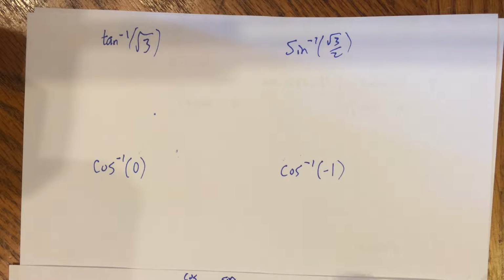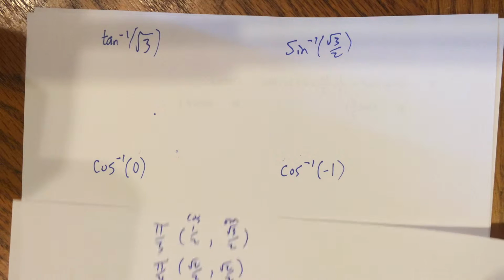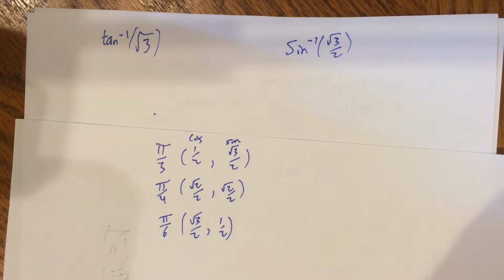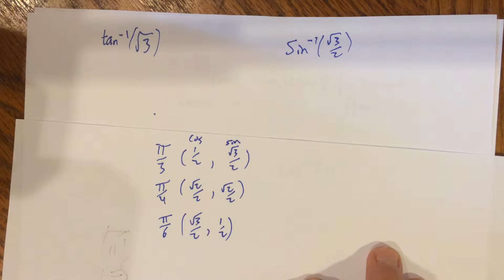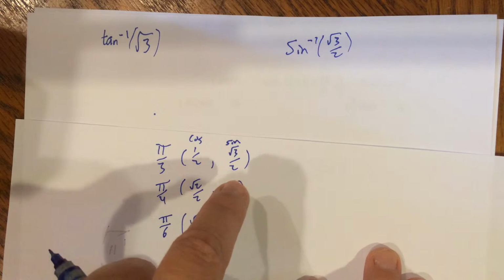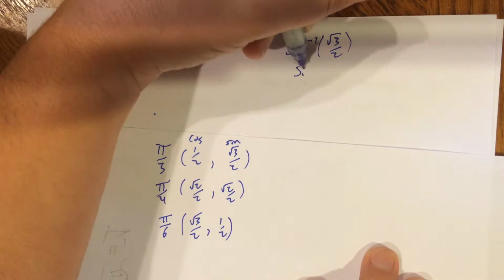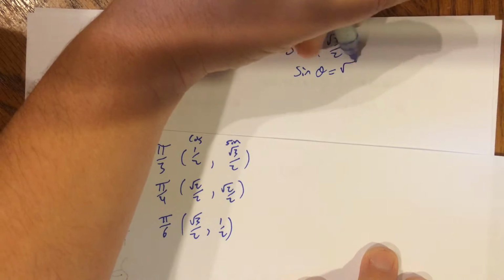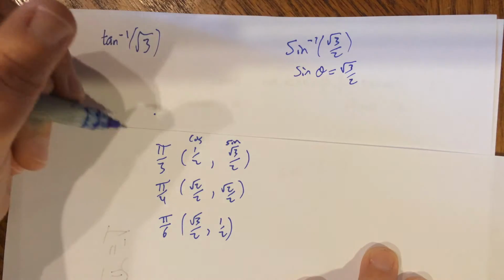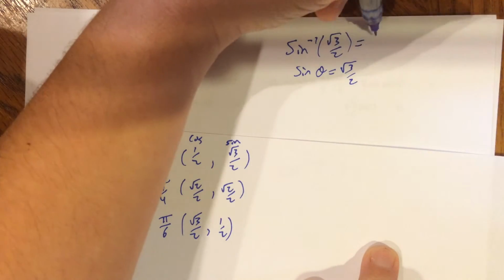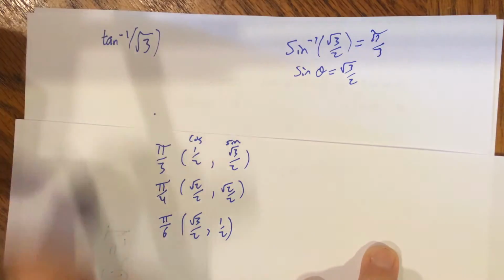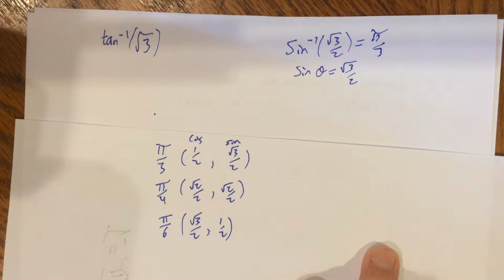Okay, so let's try for inverses. So say I want to find the tan inverse of square root of 3 and the sine inverse of square root of 3 over 2. So I'm going to start off just by having my chart out, and I'm going to say one of these I can do pretty easy. Sine inverse of square root of 3 over 2 is saying sine of what gives me square root of 3 over 2. And if I look at this, sine of pi over 3 gives me that. So my answer is just pi over 3.